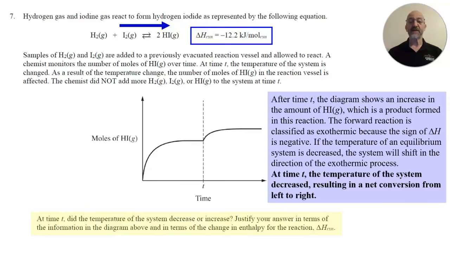After time t, the diagram shows an increase in the amount of hydrogen iodide, which is a product formed in this reaction. The forward reaction, so from left to right, is exothermic because the sign of delta H is negative. And if the temperature of an equilibrium system is decreased, then the system will shift in the direction of the exothermic process, which in this case is from left to right. So my answer is, at time t, the temperature of the system decreased, resulting in a net conversion from left to right. All right, well, hopefully that situation regarding a change in temperature and the effect on an equilibrium system, hopefully all that makes sense to you.